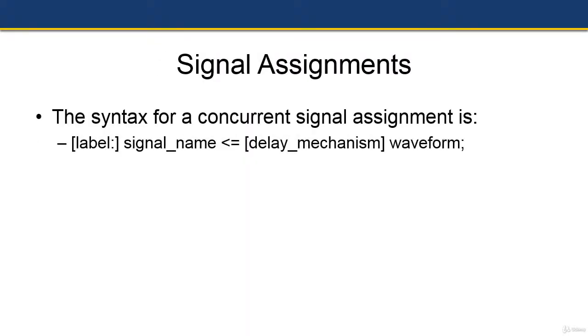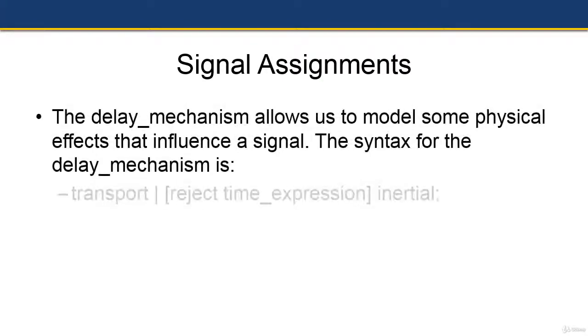The base syntax for a signal assignment is shown here. An optional label followed by the signal name identifier, less than symbol, equal symbol, followed by an optional delay mechanism. We'll talk more about that later, and also waveform, and we'll talk about that as well. The delay mechanism allows us to model some real-world physical effects, such as propagation delay through a gate or propagation delay of a signal through a trace.